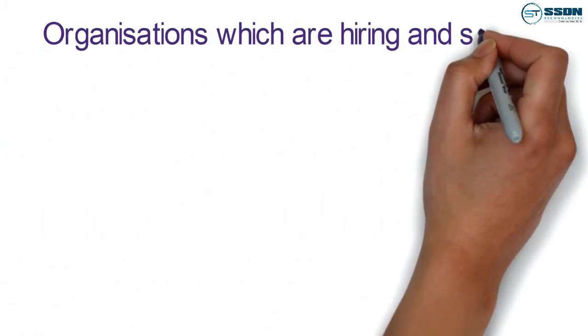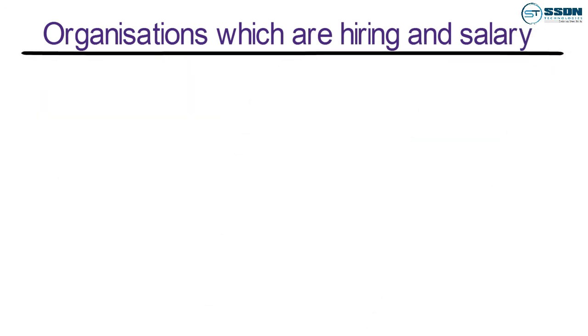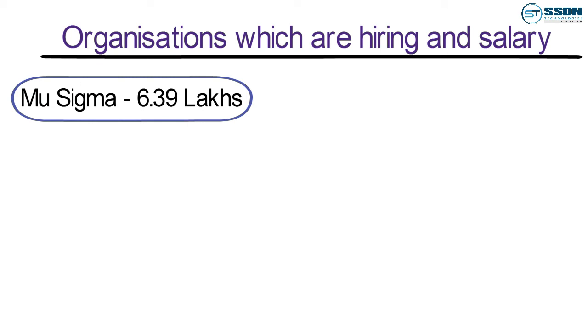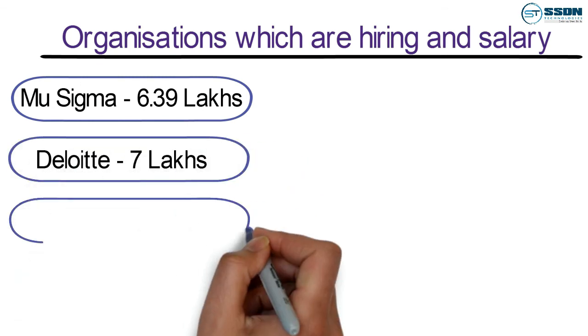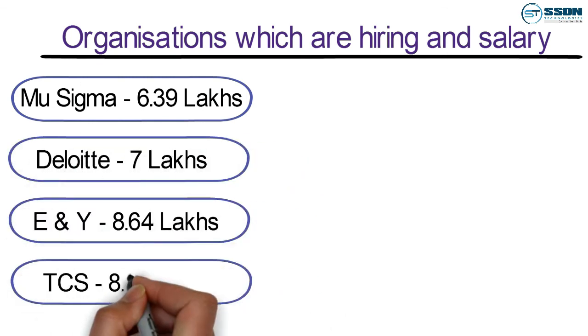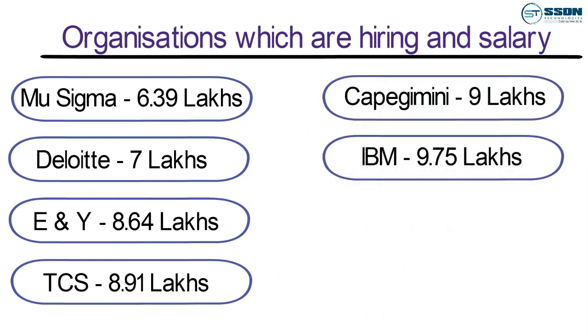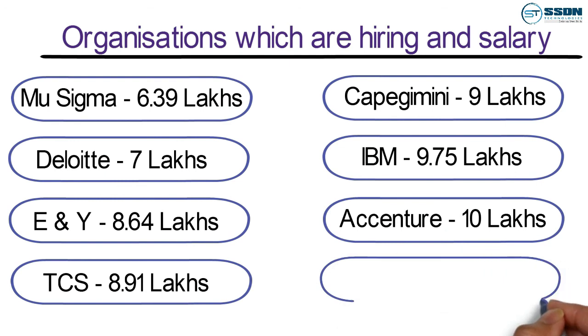Now let's look at the salary of the data scientist. While the average data scientist salary in India is 8.13 lakh per annum, the salaries at some of the top organizations are as follows: Mu Sigma 6.39 lakh, Deloitte 7 lakh, E&Y 8.64 lakh, TCS 8.91 lakh, Capgemini 9 lakh, IBM 9.75 lakh, Accenture 10 lakh, Amazon 12 lakh.